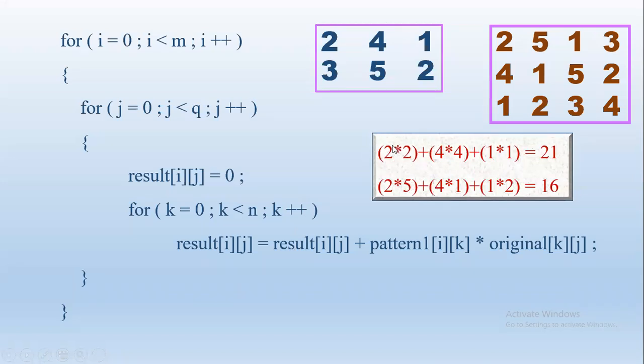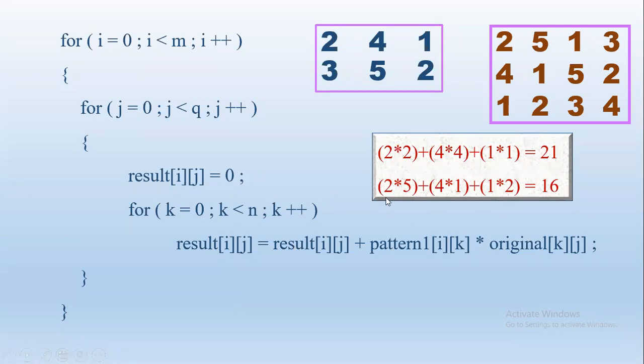We are performing product first and then we are adding them. So this is for sum of products. Basic operation is sum here. So we take 0. Only the terms are found by product. So result will be 0 first, and then we are adding each element: 2 into 2 plus 4 into 4 plus 1 into 1. We will get the first number, 21.